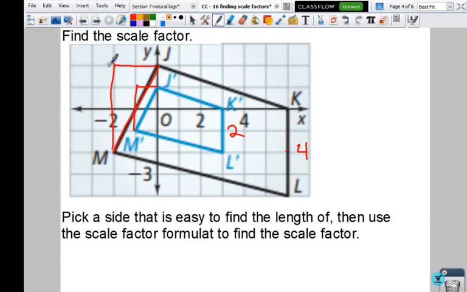So we're gonna set up our pre-image times our scale factor, which we're gonna call n, equals our image. So our pre-image is 4, times our scale factor n, equals our image, which is 2. And then we just have to solve it by dividing by 4. Divide by 4, and get n equals 0.5, or 1/2.